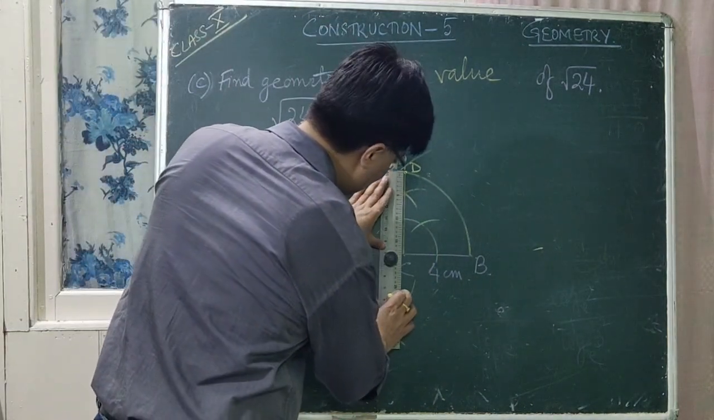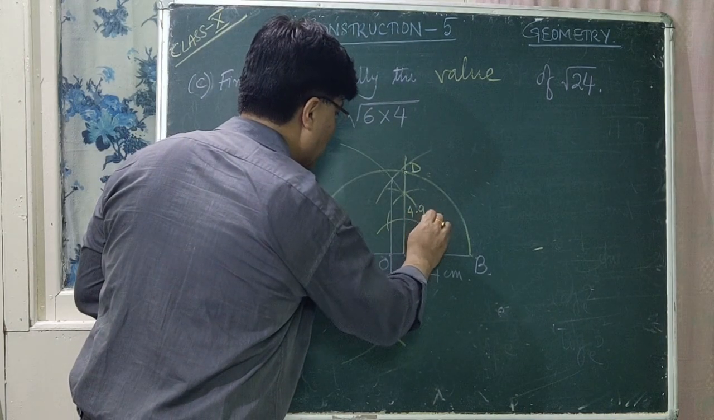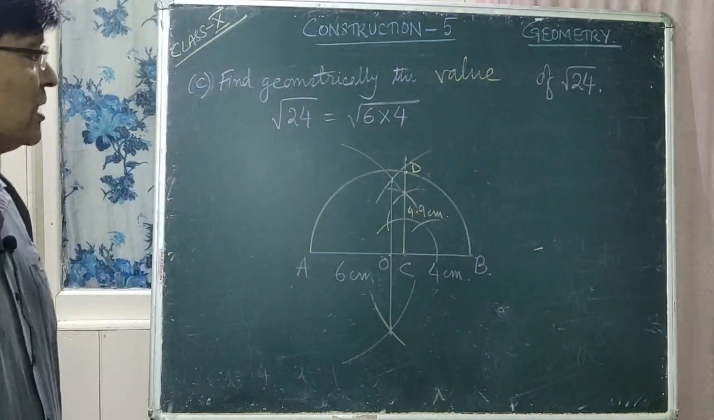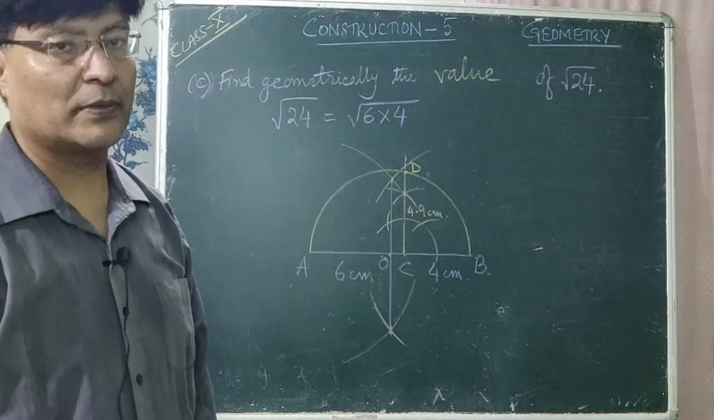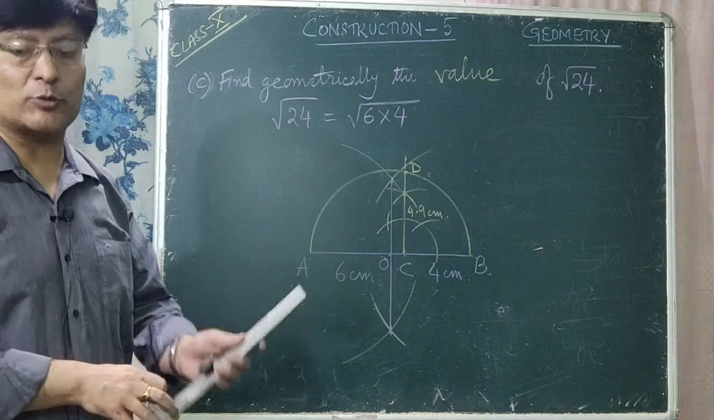So let us measure the length. This is 4.9. So this length is 4.9 centimeter. CD को length 4.9 centimeter. So the answer is 4.9, square root of 24.